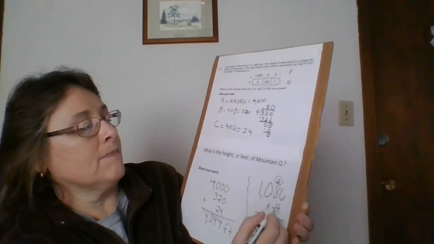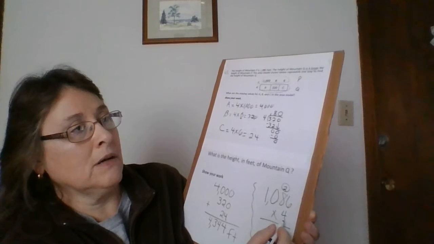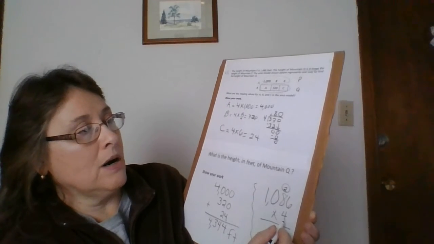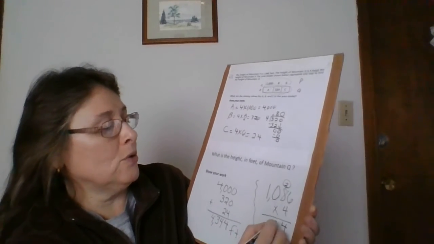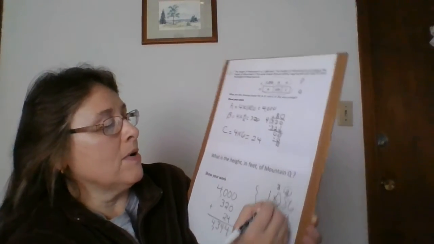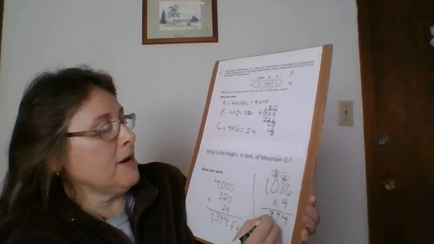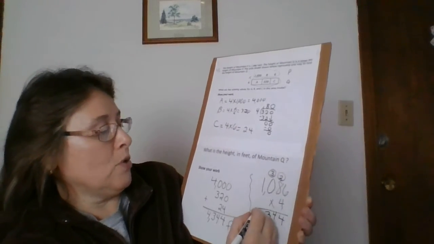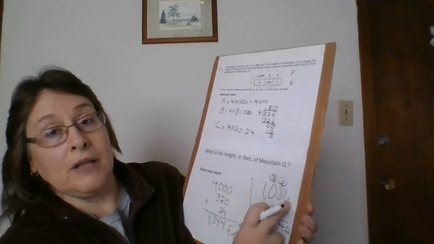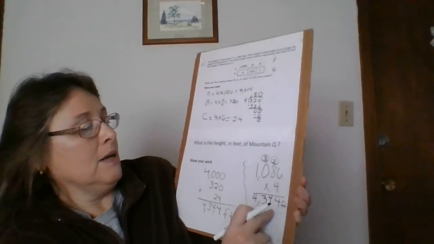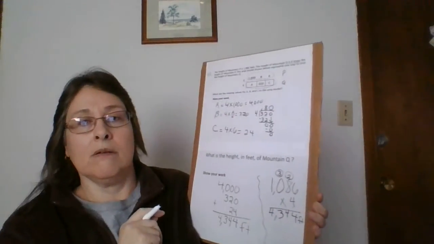4 times 8, we have 4, 8, 12, 16, 20, 24, 28, 32. 8 times 4 is 32, plus my 2 is 34. 4 times 0 is 0, but 0 plus 3 is 3. And 4 times 1 is 4. So we found the height by just multiplying 4 times mountain P, and we got the exact same answer as when we found our missing values.